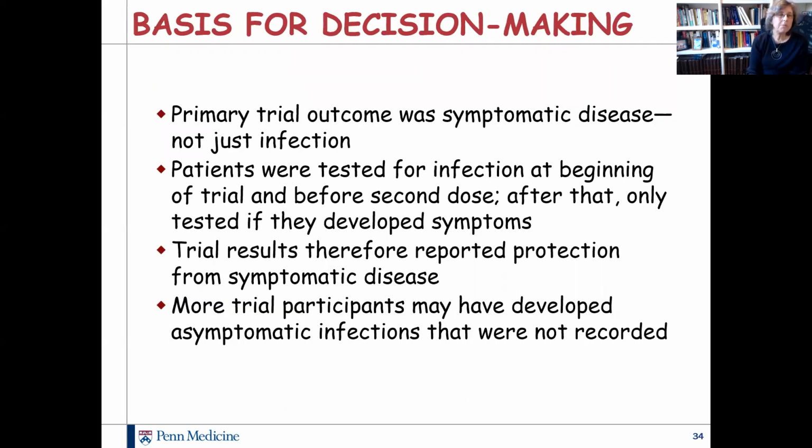It's important to remember that the primary trial outcome was symptomatic disease, not just infection. Not everybody was tested throughout the trial. They were only tested after the second dose if they developed symptoms. So the trial results therefore reported protection from symptomatic disease. And I think a lot of the public didn't really understand this, that you were not protected against actual infection. I'll talk a little bit more about that later.